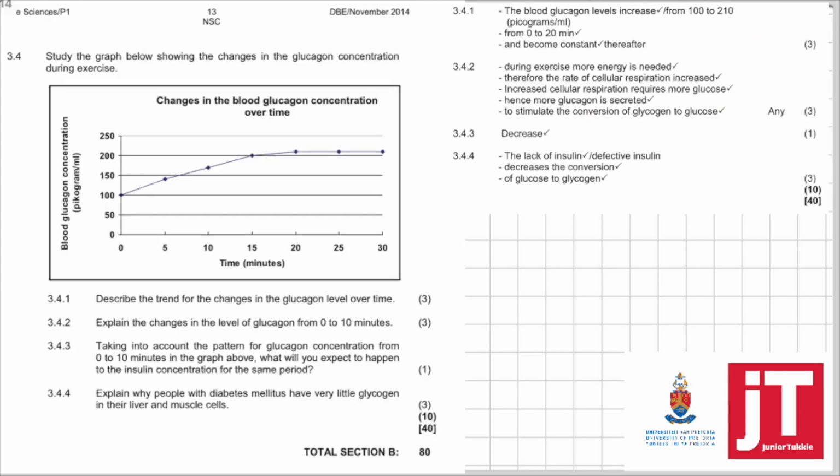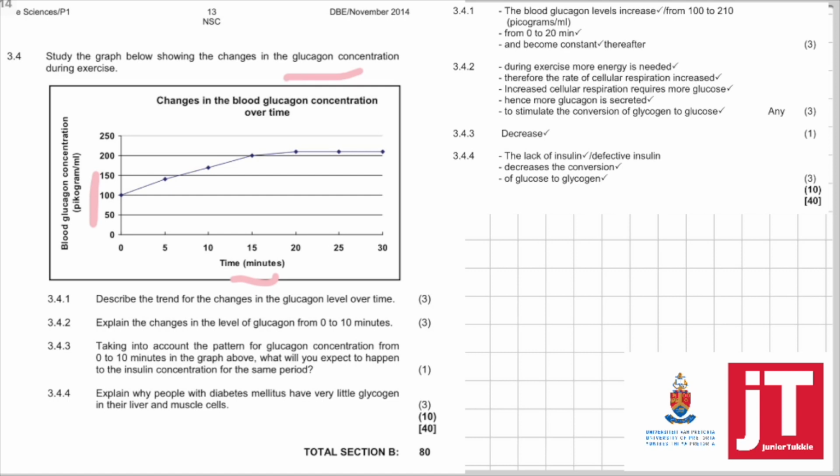3.4. Study the graph below showing the changes in glucagon concentration during exercise. 3.4.1. So, before we look at 3.4.1, let's look at the graph. Blood glucagon concentration, time, changes in blood glucagon concentration over time. 3.4.1. Describe the trend for the changes in the glucagon level over time.